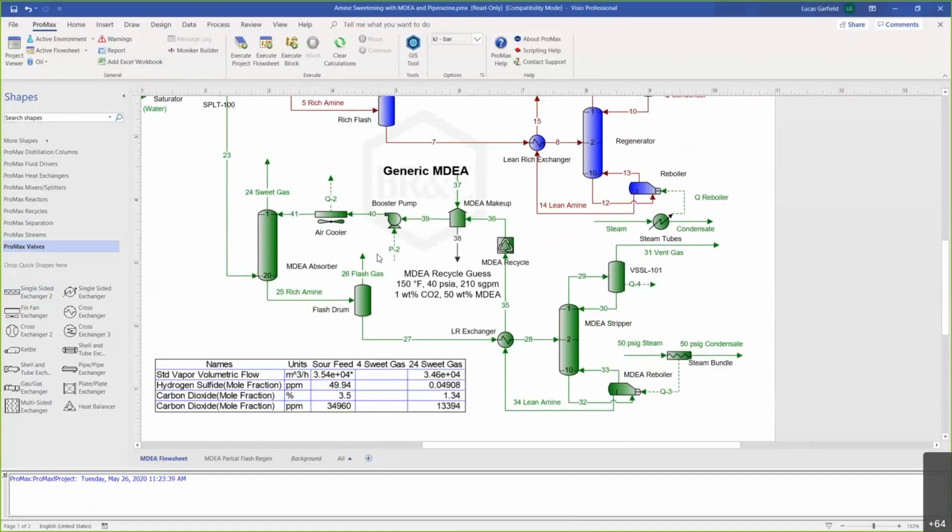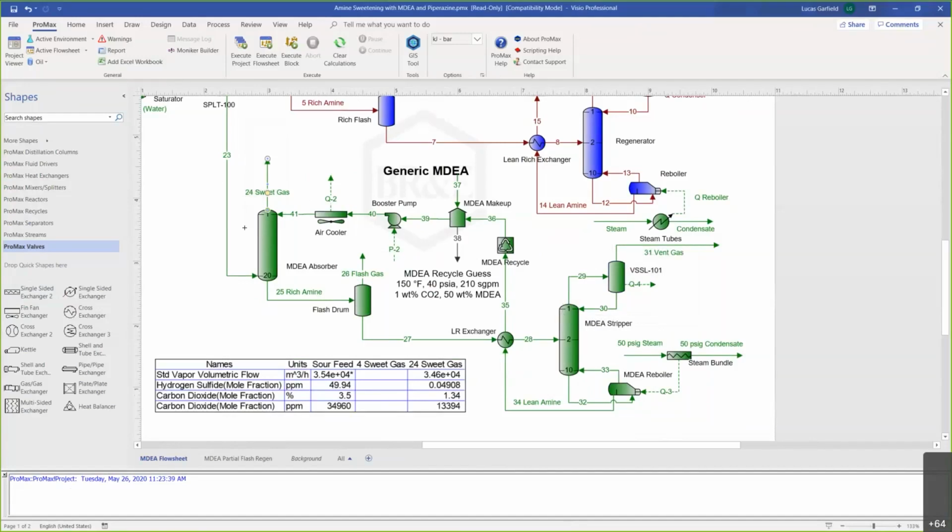Now, we are going to lose water in this process. We're going to have some water leaving in the sweet gas stream, some water leaving in the vent gas stream. Most of our water losses are going to be in the sweet gas stream. That's because we don't have a water wash here. In the stripper, we've got reflux, and that helps keep the losses down. But even if we did have a water wash, we would still have some losses of water.